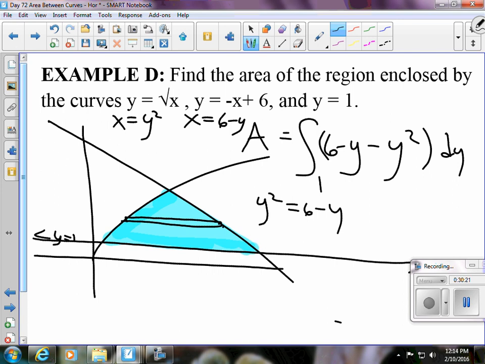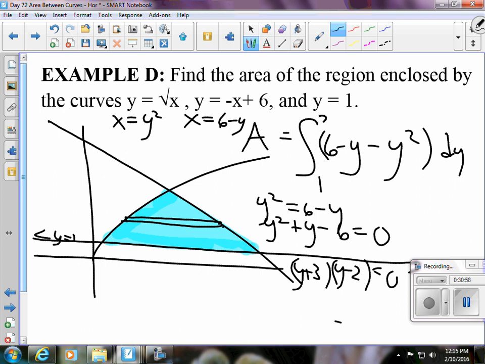Quadratic. So what do we do? Before you can factor, get them all on one side. Get it equal to 0. Factoring's only good when it equals 0. So y squared plus y minus 6 equals 0. So y plus 3, and y minus 2. Now, this is telling you that they intersect when y is negative 3 and y is 2. You are going to use the 2.